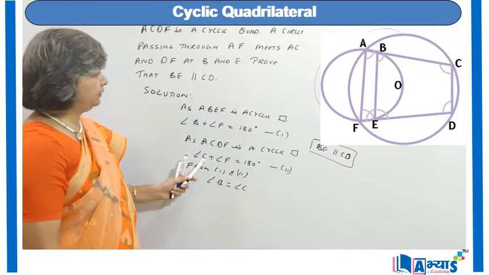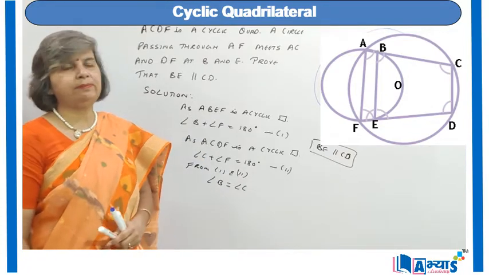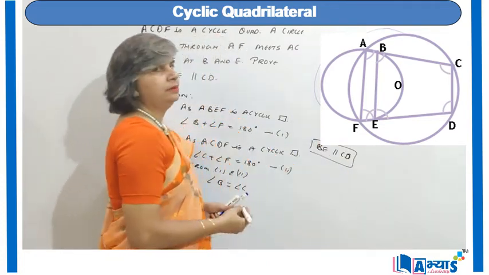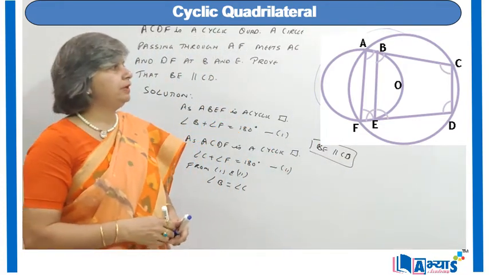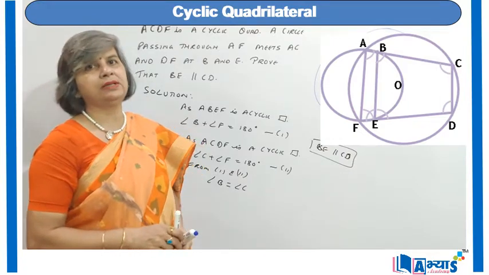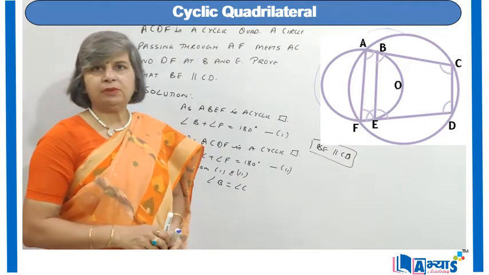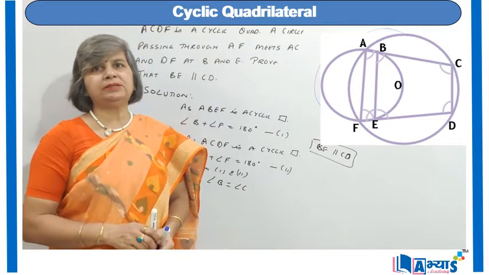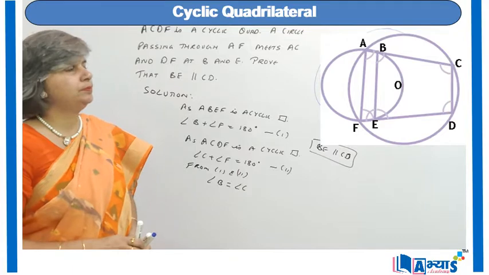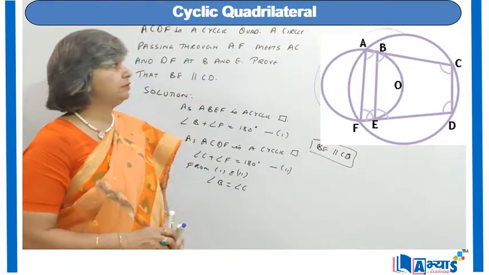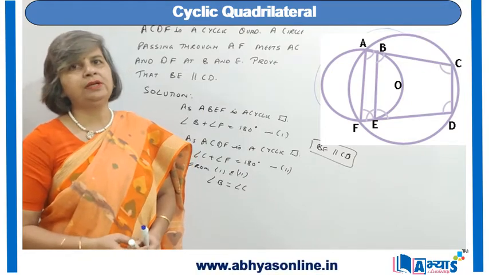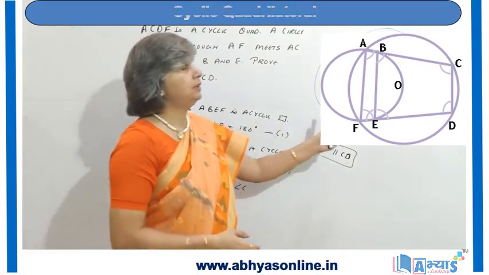So from 1 and 2 we get angle B is equal to angle C, and we see that angle B and angle C are corresponding angles when BE and CD are straight lines and BC is the transversal cutting them. As angle B is equal to angle C, we can say that BE is parallel to CD. Hence proved. It was asked in the question to prove that BE is parallel to CD, so we have proved that BE is parallel to CD.